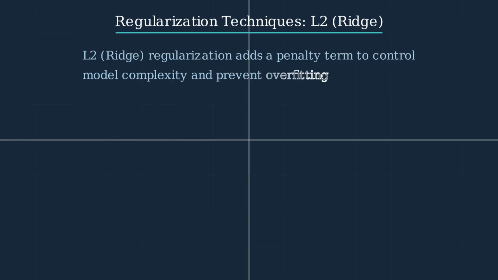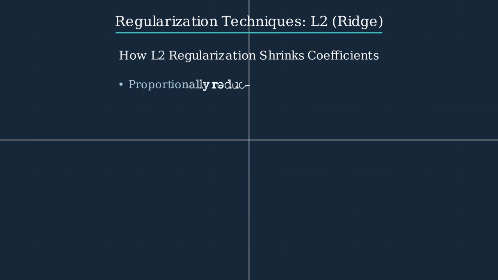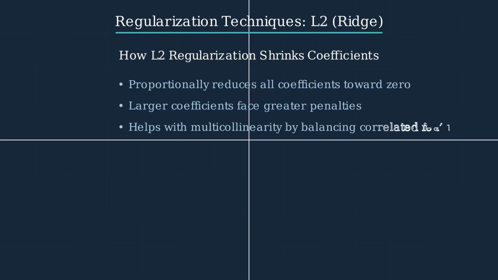L2, or ridge regularization, adds a penalty term to control model complexity and prevent overfitting in logistic regression models. The mathematical formulation adds a penalty term to the negative log likelihood function. This penalty is the sum of squared coefficients multiplied by a regularization parameter lambda. L2 regularization shrinks coefficients proportionally towards 0 without eliminating them completely. Larger coefficients face greater penalties, and this approach helps with multicollinearity by balancing the influence of correlated features.